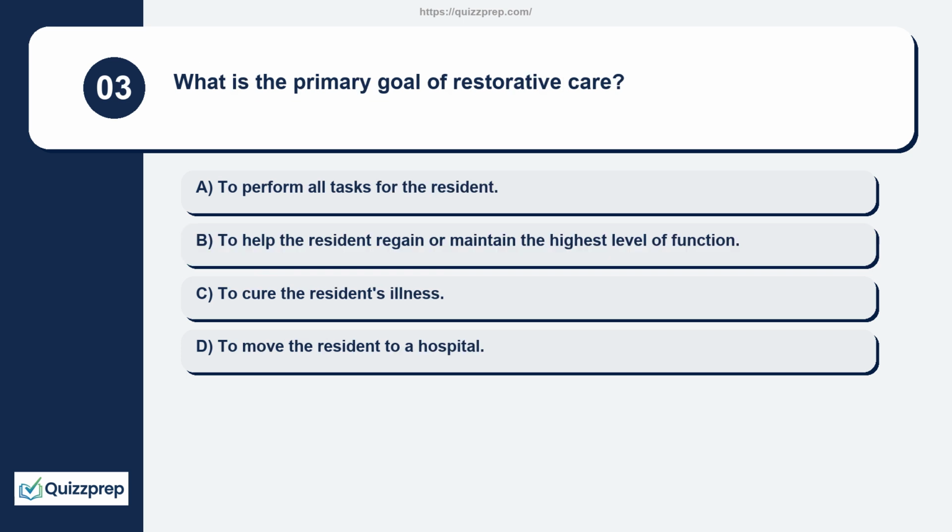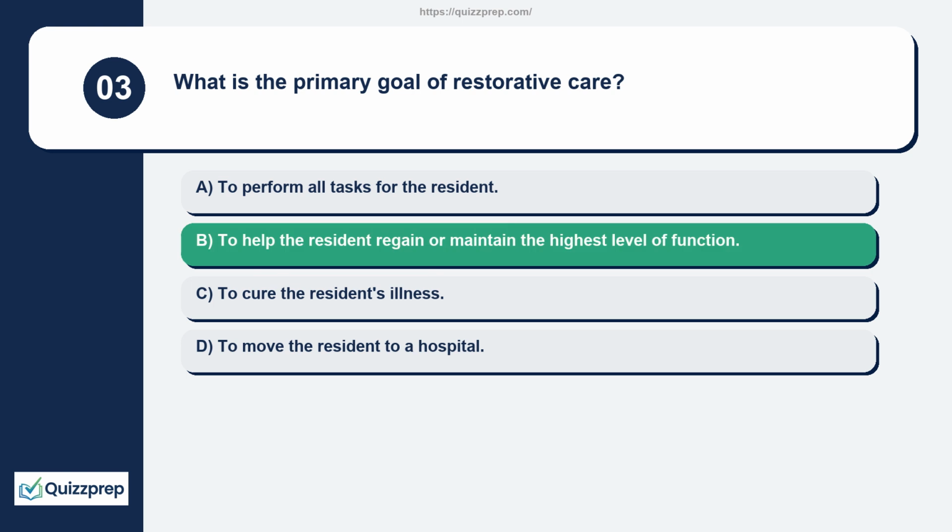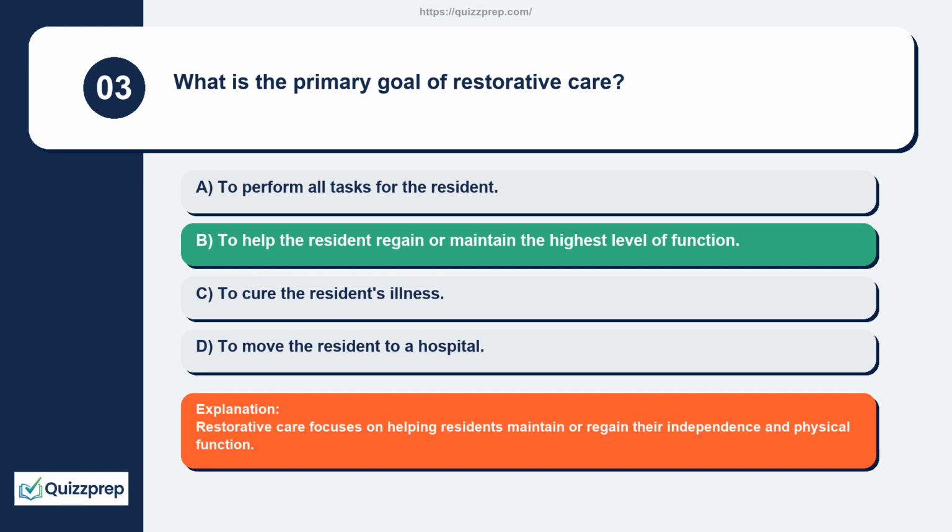Question 3. What is the primary goal of restorative care? To perform all tasks for the resident. To help the resident regain or maintain the highest level of function. To cure the resident's illness. To move the resident to a hospital. Restorative care focuses on helping residents maintain or regain their independence and physical function.